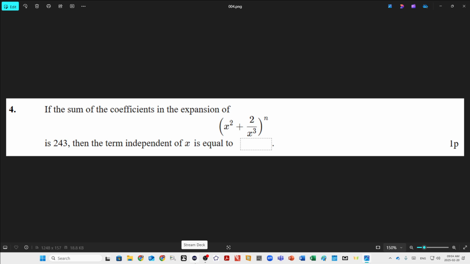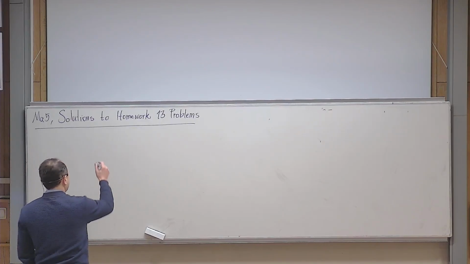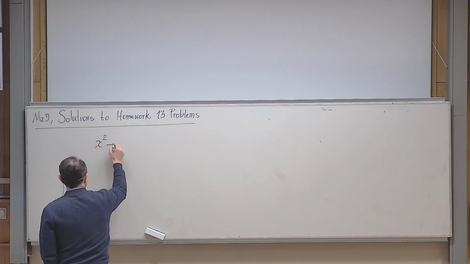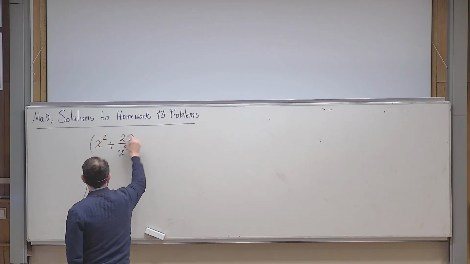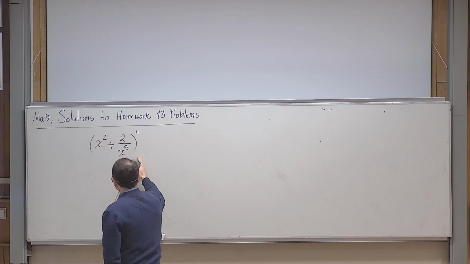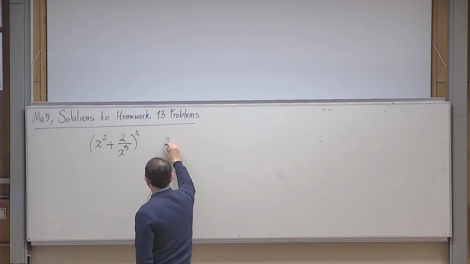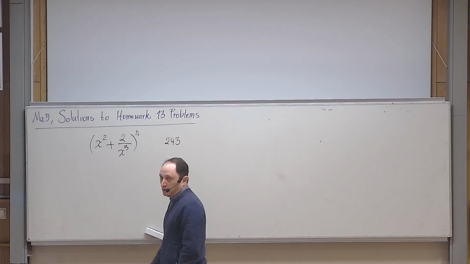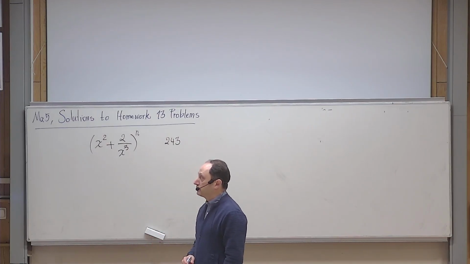Okay, let us clean everything. Is the question understandable? So we know something about this expansion, (x to the power 2 plus 2 over x cubed) to the power of n. We know that if you expand this, the sum of the coefficients is equal to 243. And then we want to know what is the term independent of x in this expansion.